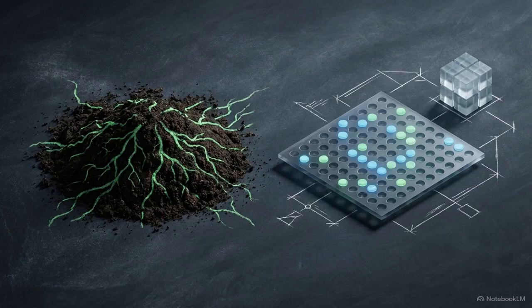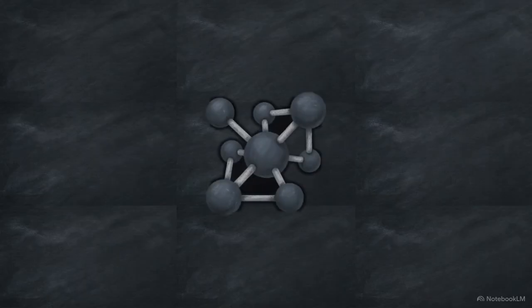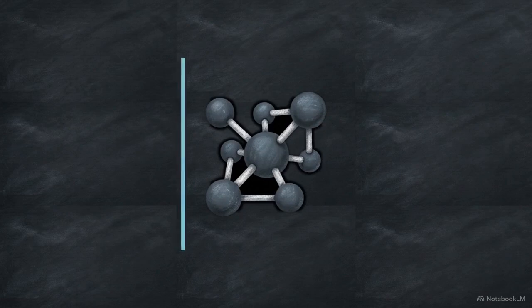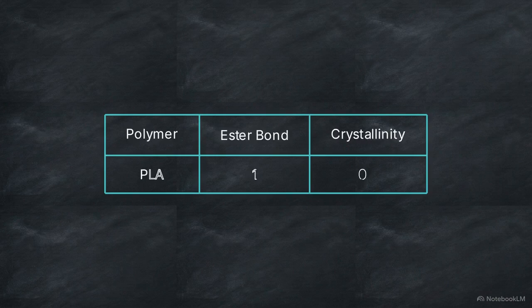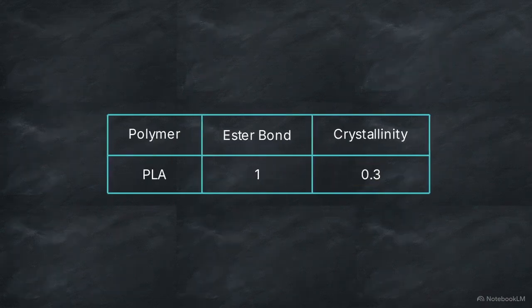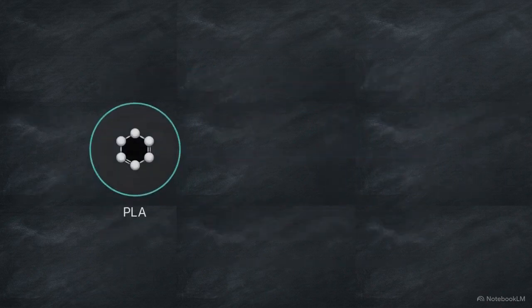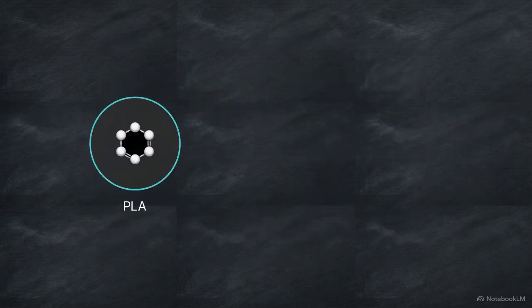This brings us to the representation layer. Here, we must translate that messy physical chemistry into structured mathematical data that a computer can process. This matrix grid shows our first method, tabular representation. We take a polymer like PLA and condense it into a tabular array, assigning 1s and 0s to specific features, like ester bonds, and numerical values for properties like crystallinity. But a table misses how these traits interact.